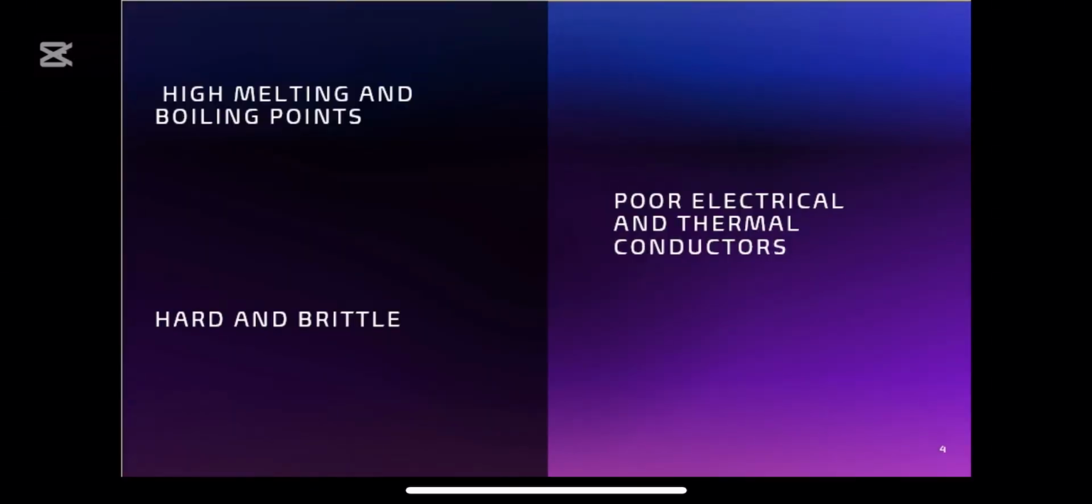High melting and boiling points. Ionic networks have such a strong bond because of their electrostatic attraction between ions. It requires a lot of energy to melt or boil an ionic solid. Next, they are hard and brittle. Though they are hard, also because of the strong electrostatic forces, they are very brittle.